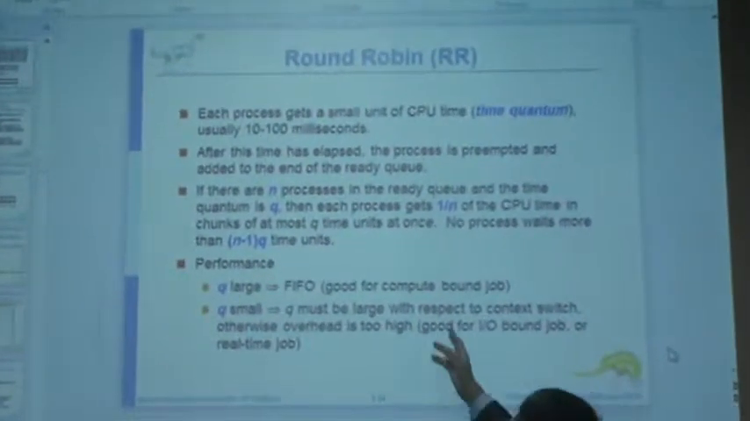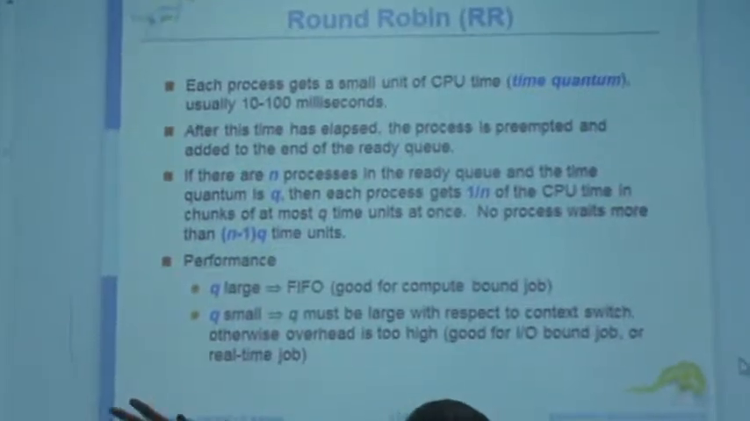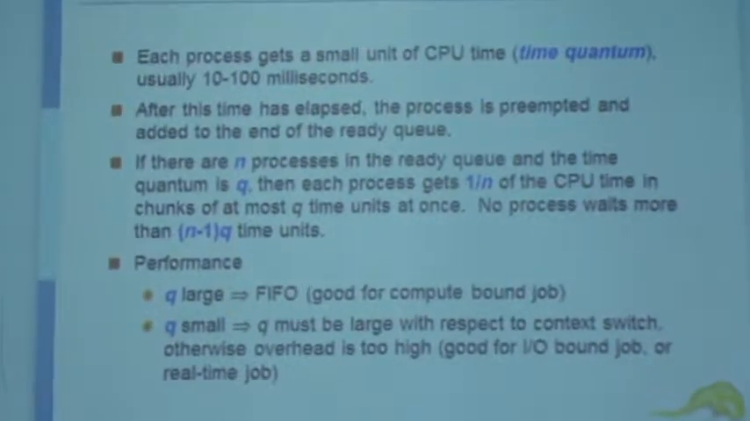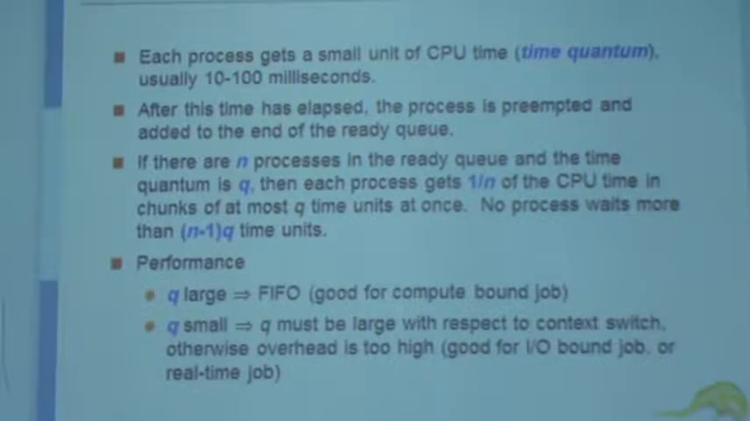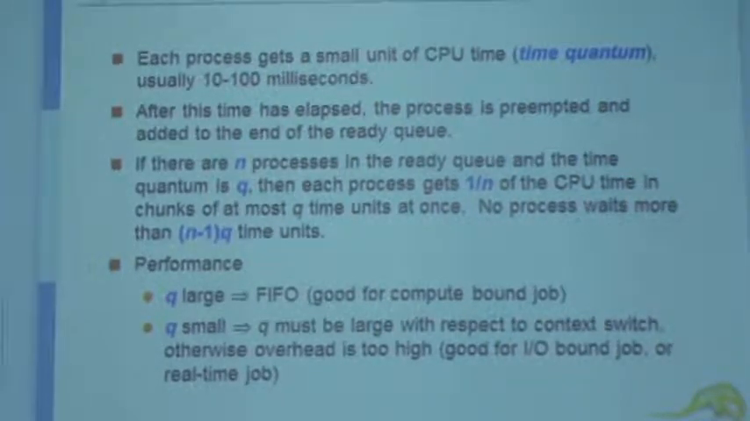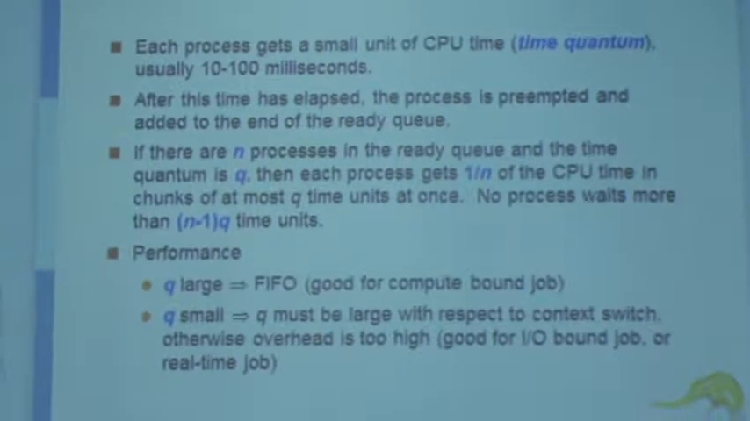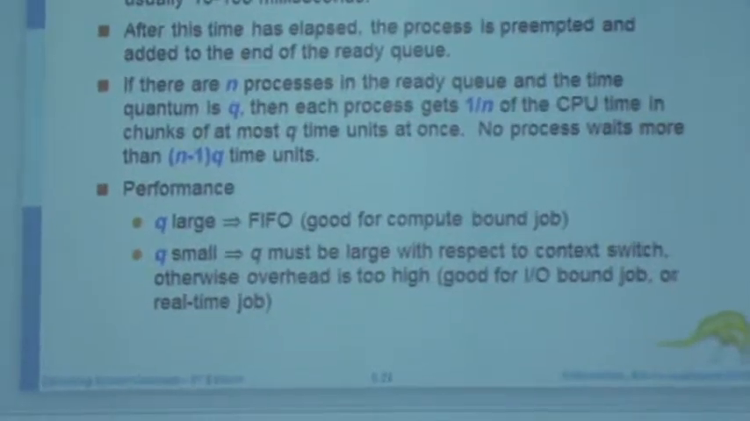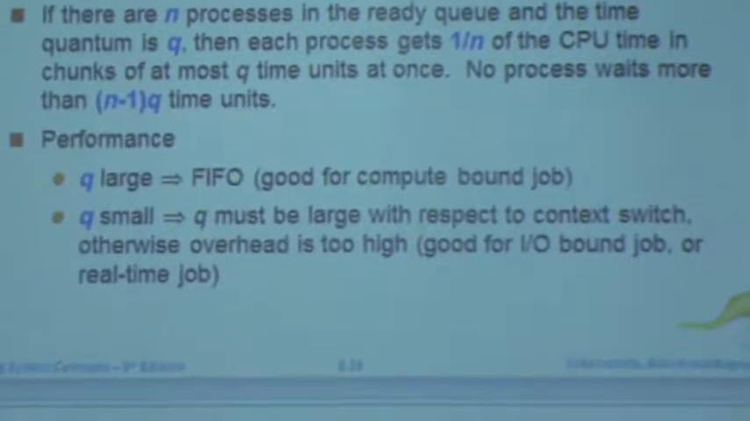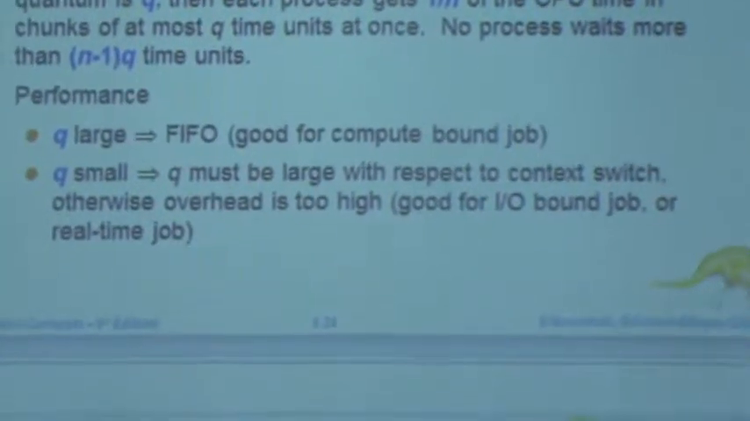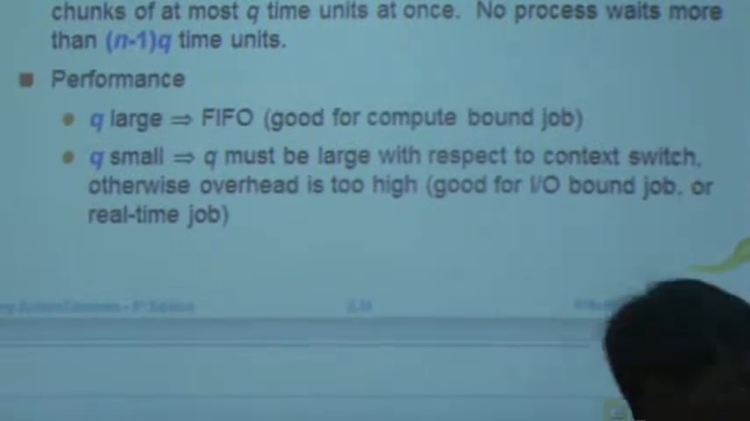If the time quantum is too small, okay, it's very good for waiting time, less waiting time, but it will cause a lot of overhead. Even though we do not consider the overhead of the dispatcher latency, in other words, the context switch overhead, it will cause such a problem. So you need to find an optimized one.